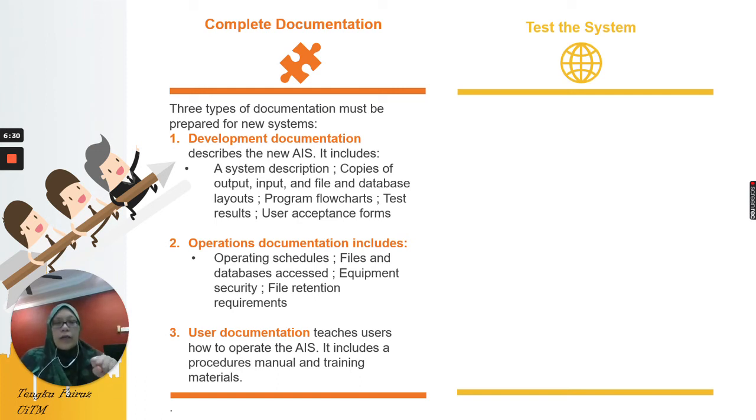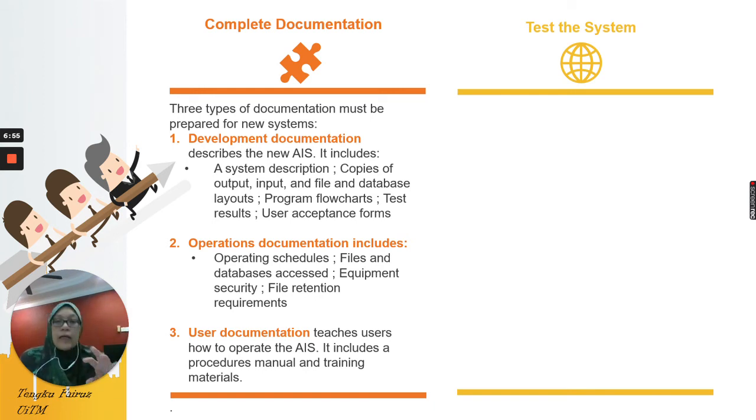documentation. Okay, and then the second one is operation documentation. We include the operating schedule, files and database access, equipment security, file retention requirements. Okay, all of that is for operation documentation. How the system is operated needs to be stated in the document.